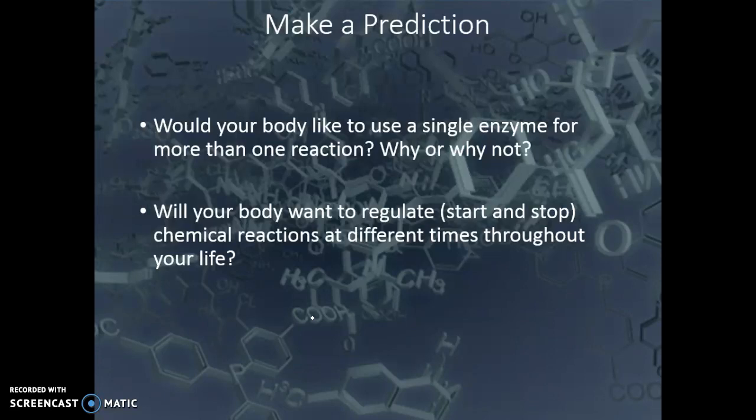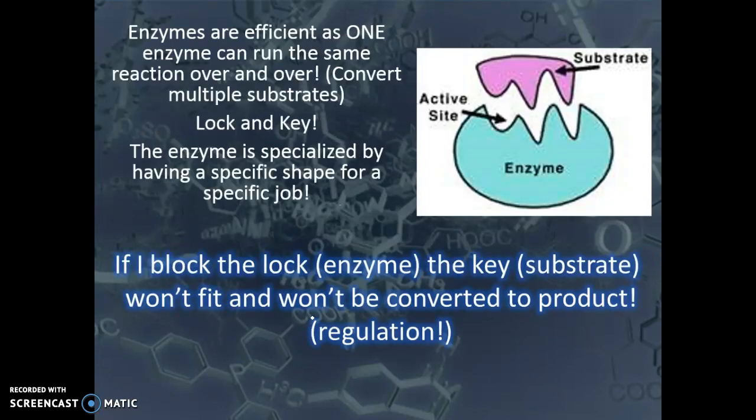So what your body can do to regulate it is by changing the active site on the enzyme. So enzymes are very efficient because one enzyme can run the same reaction over and over and over again. Since the enzyme isn't changed, we don't need to make a new enzyme to run the same reaction. However, an enzyme is very specialized for a very specific reaction. So we don't have one enzyme that runs a lot of different reactions. We have one enzyme that runs the same reaction over and over and over again.